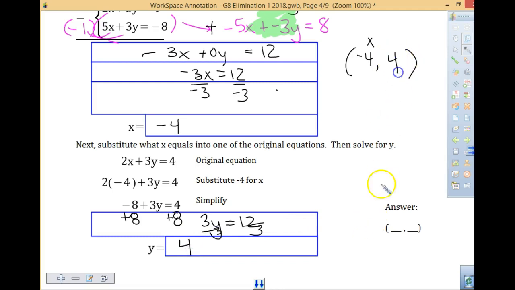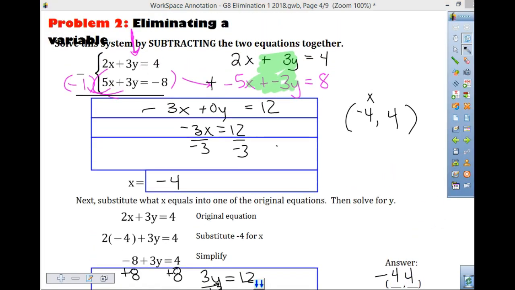So my answer at this point is -4, 4. If I'm on a test, on a quiz, yesterday a lot of you didn't do the check. We use the first equation. So if we are going to check in that second equation, please write right below this, check.